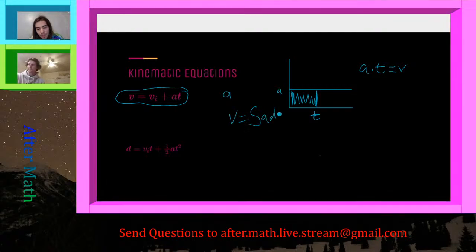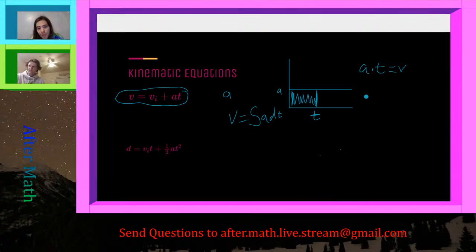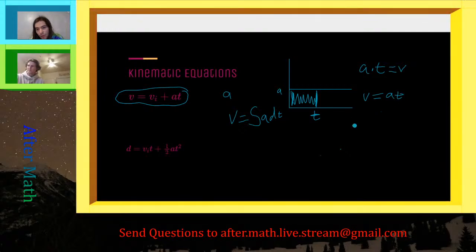If we actually wrote this out, we could say that v equals the integral of a dt. When we take an indefinite integral, there's always going to be that plus c at the end. So we get v equals at, which we found. And we can use the power rule to do that. It's the inverse of the power rule for derivatives.